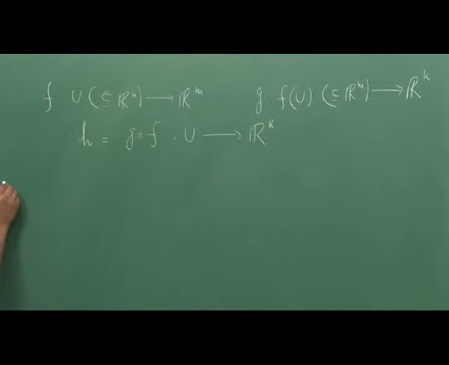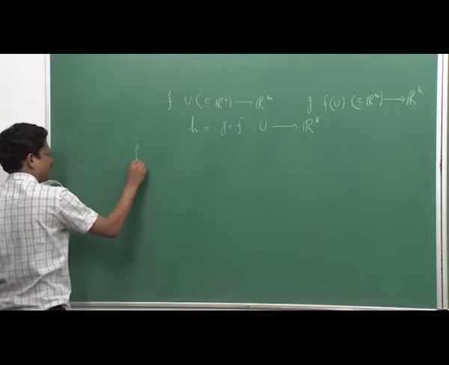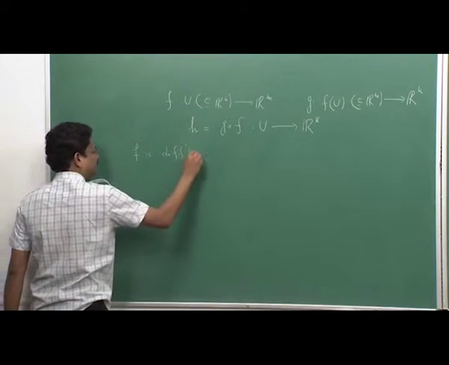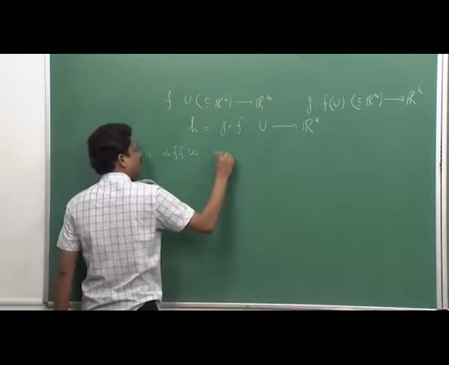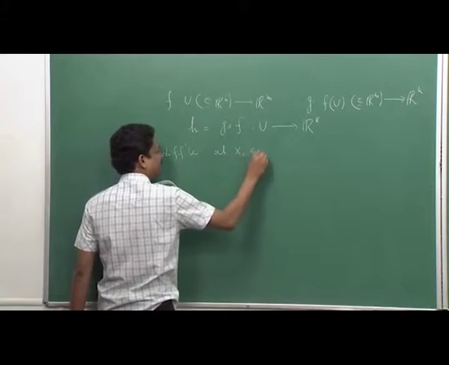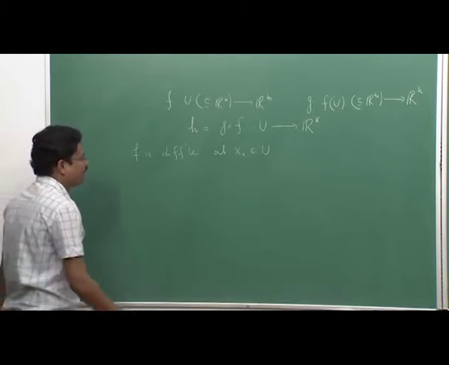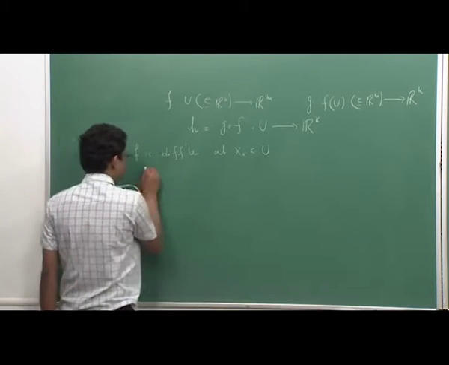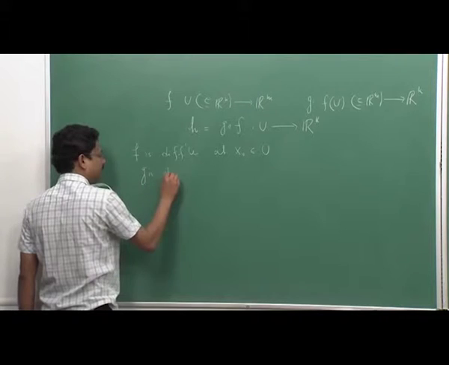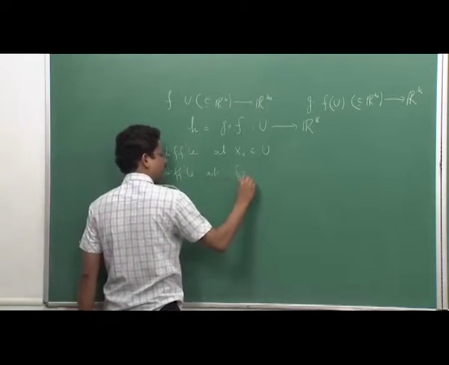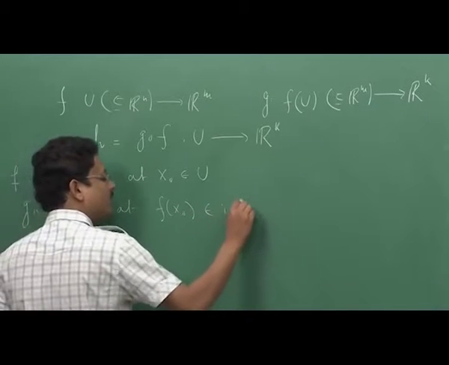And suppose f is differentiable at x naught in U, where U is an open set, and g is differentiable at f of x naught, which belongs to the interior of f(U).